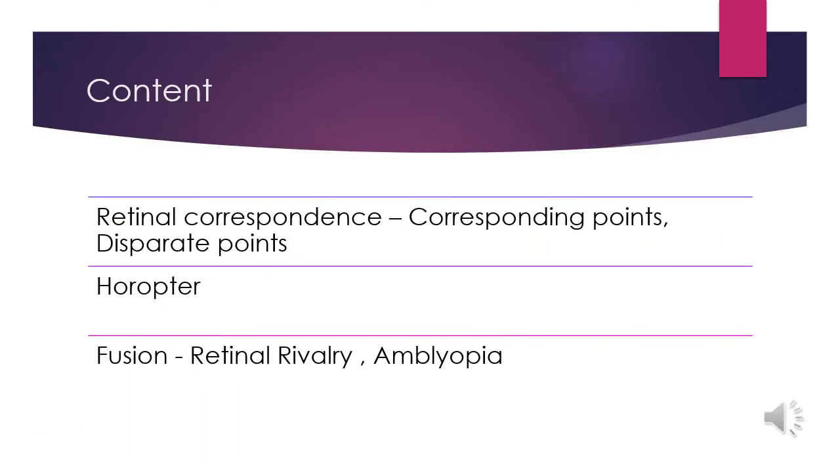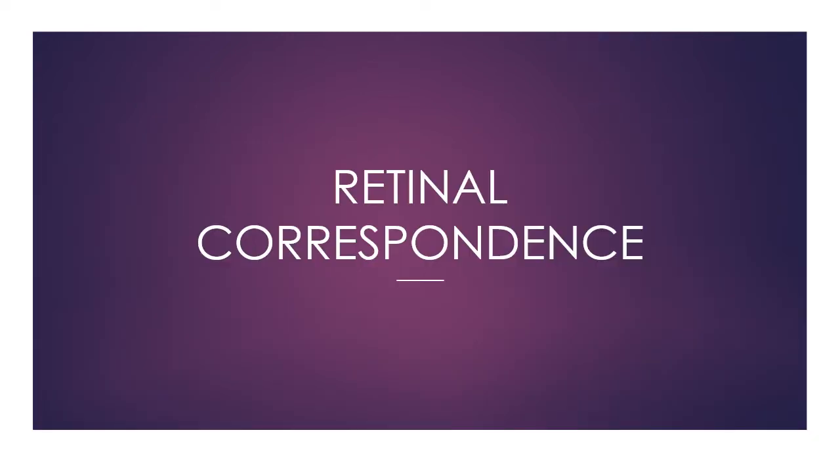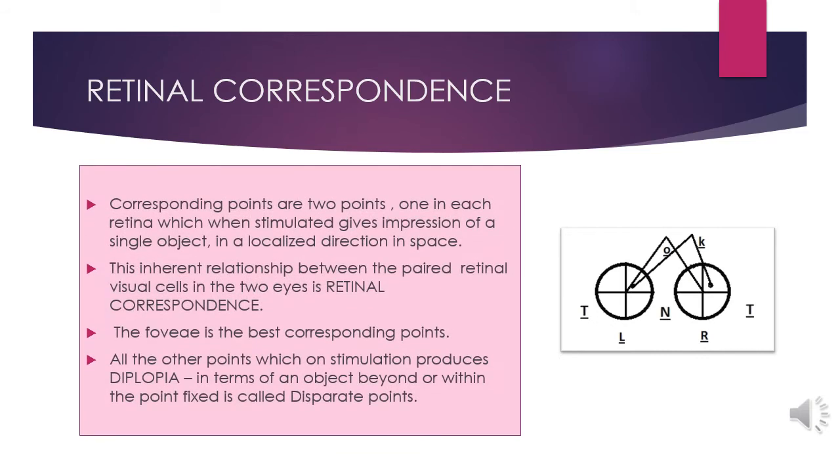So here we'll discuss retinal correspondence, which includes corresponding points and disparate points. Then we'll discuss Horopter, and then fusion, which includes retinal rivalry, suppression, amblyopia, etc. So we'll start with corresponding points. What are they? These are 2 points, one in each retina, which on stimulation produce an impression of a single object in a localized direction in space.